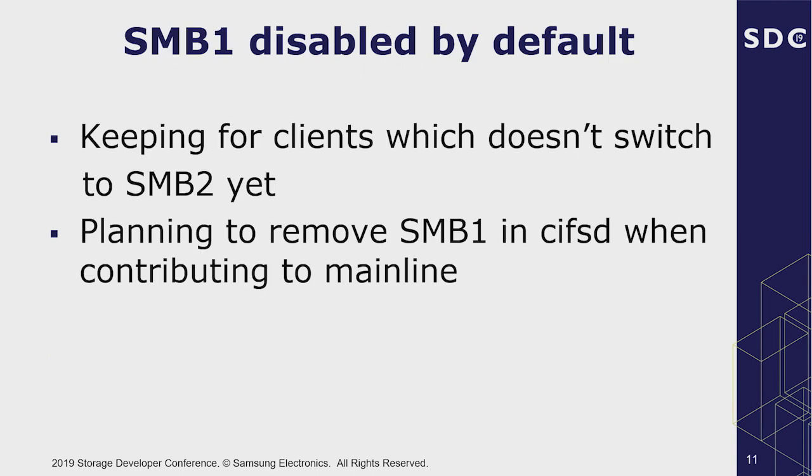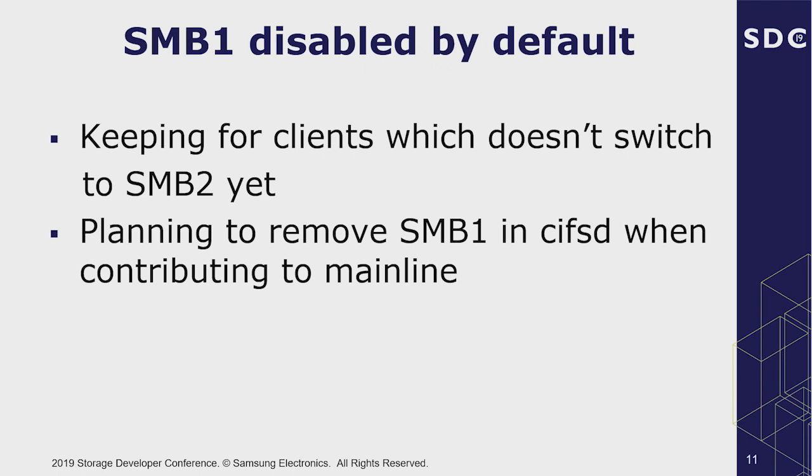SMB1 in CIFSD is disabled by default due to security risk. Windows 10 also makes SMB1 disabled by default. However, there are some clients that have not yet switched from SMB version 1 to SMB version 2, so they are still working with only SMB version 1.